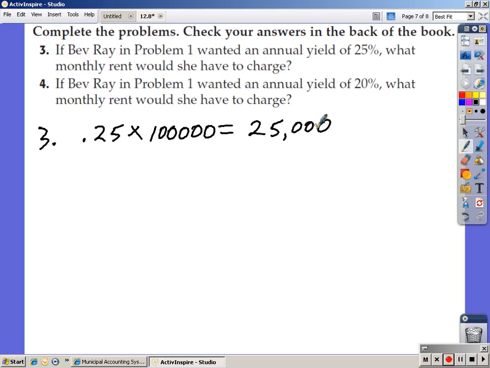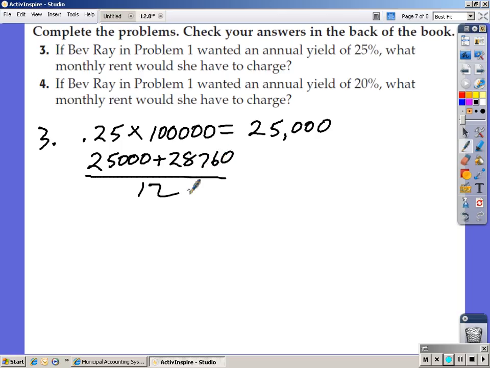Okay, now we've got to find the monthly rent. Take the desired income, add the annual expenses to it. The annual expenses were $28,760. Okay, divide that by 12. 25,000 plus 28,760 divided by 12 works out to be $4,480. That is the monthly rent she'd have to charge.